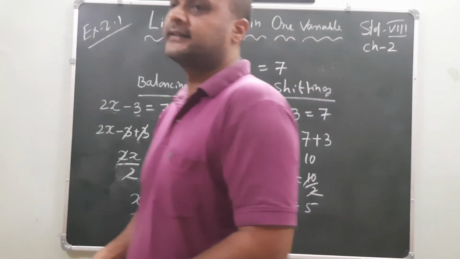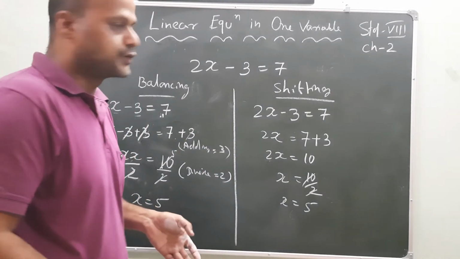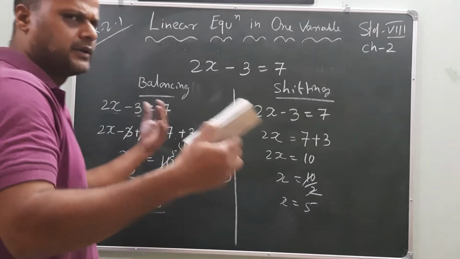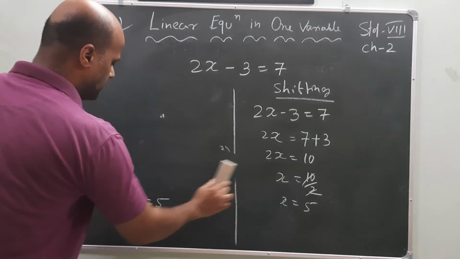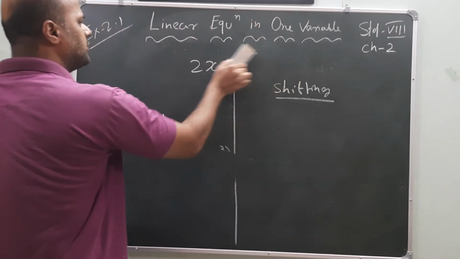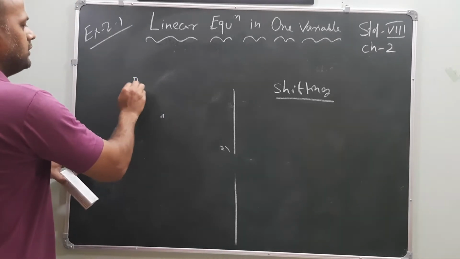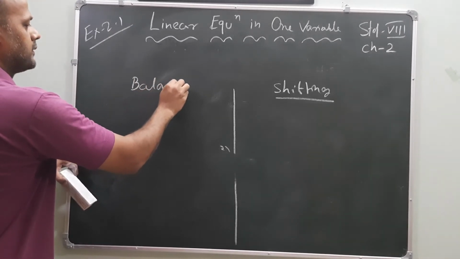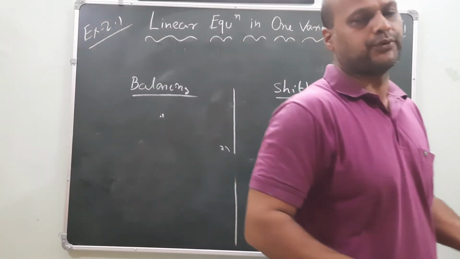Okay, now let's do some examples from your book. Whichever process is easier for you, do it that way. Now let's do the first one in both the cases. Another one we will also do in both the cases. Then I will solve by only one process after that.